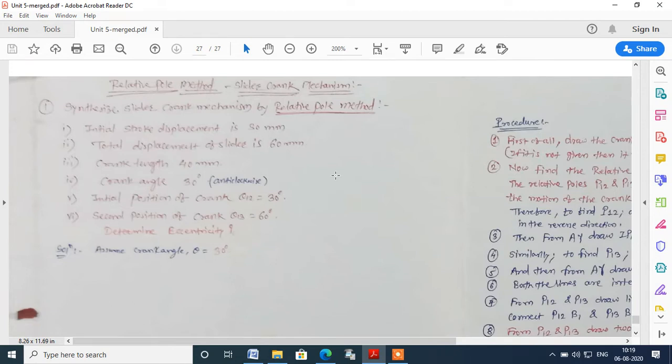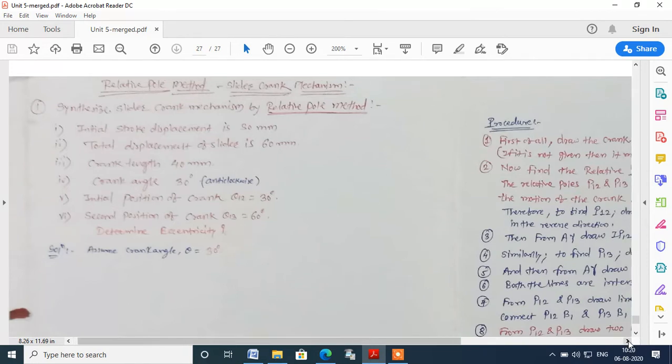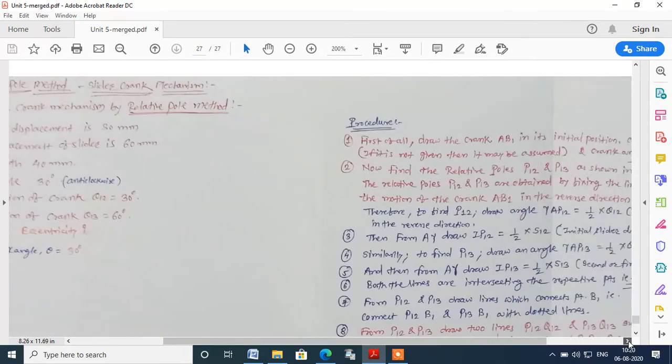Now the question is given: synthesize a slider crank mechanism by the relative pole method using the following data. The initial stroke displacement is 30 mm, the total displacement of the slider is 60 mm, the crank length is 40 mm, and the crank angle is 30 degrees anti-clockwise. The initial position of the crank is 30 degrees and the second position of the crank is 60 degrees. In this case, determine the eccentricity.